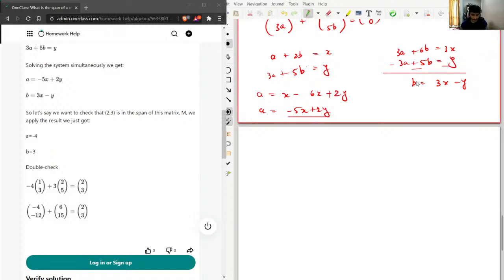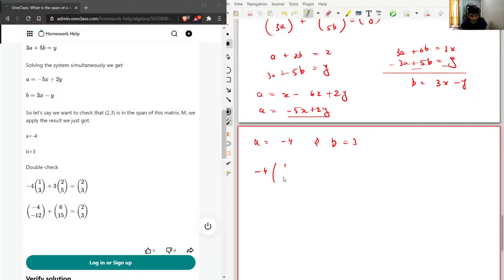Let me just cross check. Yes, so we solve these two equations to get a and b. Now let's say, to check the span for this matrix at the point 2 comma 3, a is -4 and b is 3. We just go for that simple case.